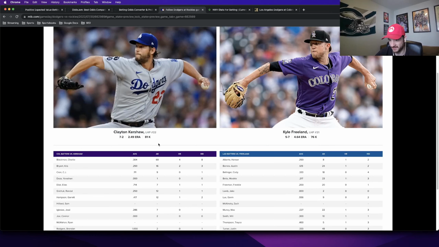The pitching matchup itself, obviously Kershaw's a stud. There is the concern on the Kershaw side of it that the Rockies might not be able to get a run. But on the other side, Kyle Freeland is not a great pitcher. The Dodgers obviously have one of the best hitting teams in the entire MLB. Teams rake in Coors Field.